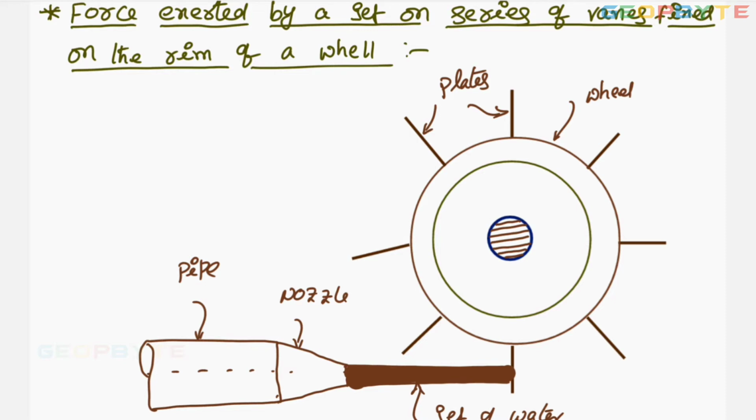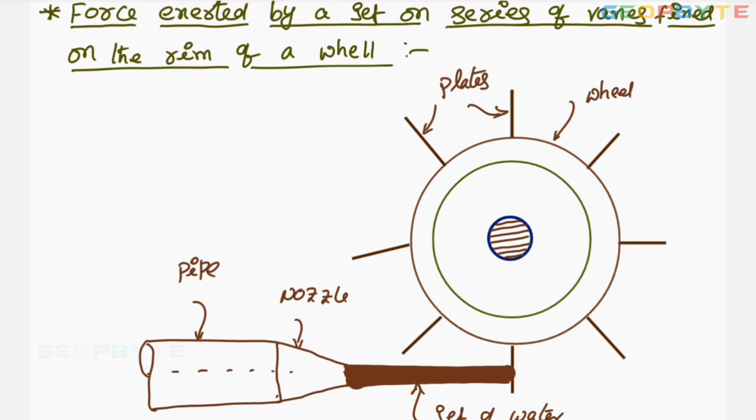Under the course of impact of jets, first we discussed the impact of jet on a flat fixed vertical plate. Second one, flat inclined fixed plate. Third one, flat vertical mobile plate. And this is the fourth case where the wheel is connected by a number of plates.